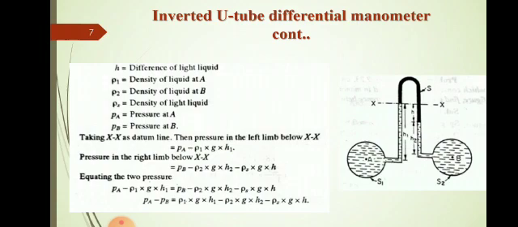PA minus rho 1 GH1 is equal to PB minus rho 2 GH2 minus rho S GH. From this we can write a relation for PA minus PB, where PA is the pressure at A and PB is the pressure at B. So from this relation we will find out the difference PA minus PB. So this is how the inverted U-tube differential manometer is used for finding out the difference in pressures between two pipelines.